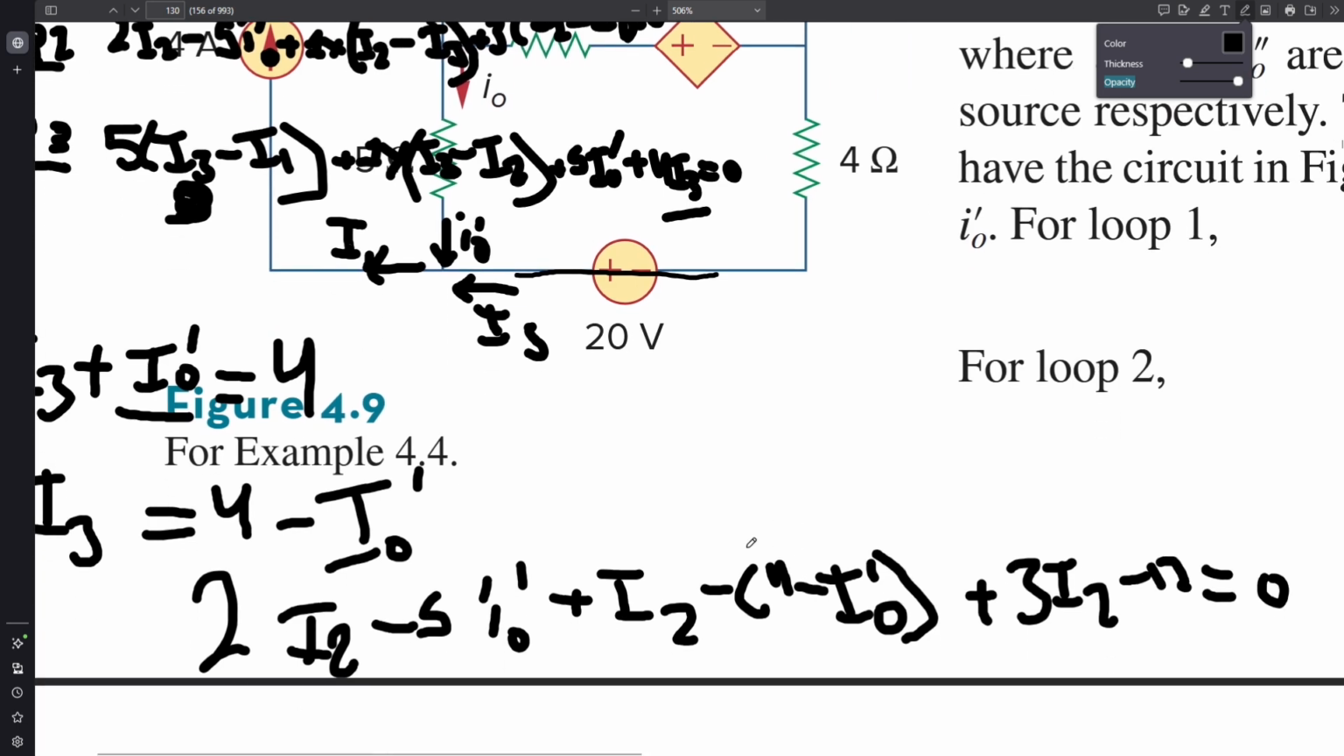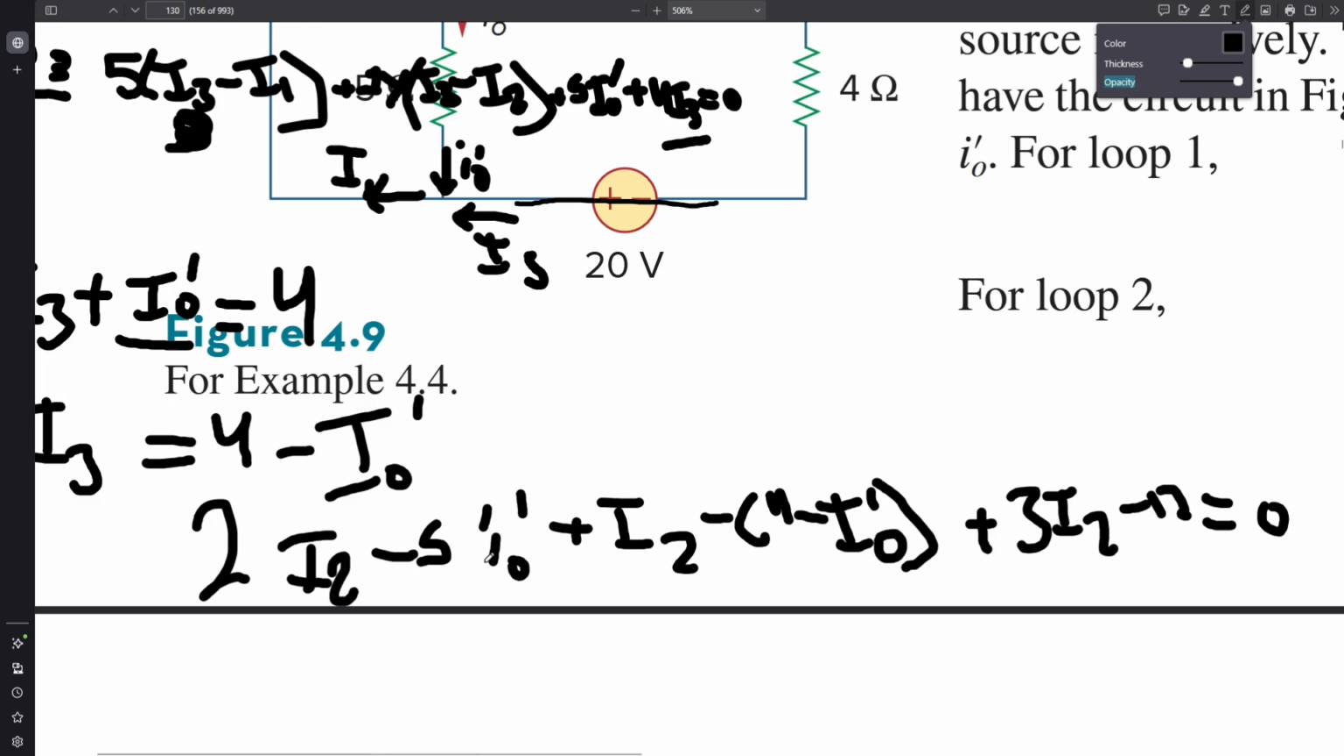Now when you simplify it, you're supposed to get an equation with I2 and I0 dash. That's I2 with I2, that's 3I2, 6I2. And over here, this is going to be positive I0 dash. So that means that is negative 4I0 dash. And then this is negative 4 and negative 12 becomes negative 16. Put it to the other side, it will be positive 16. So that's for loop 2.